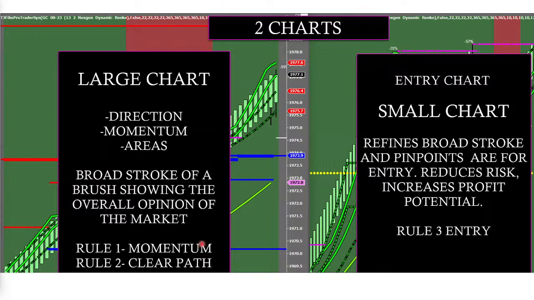If the large chart doesn't say you have momentum and a clear path, don't let that sweet siren song of a small chart talk you into a trade.